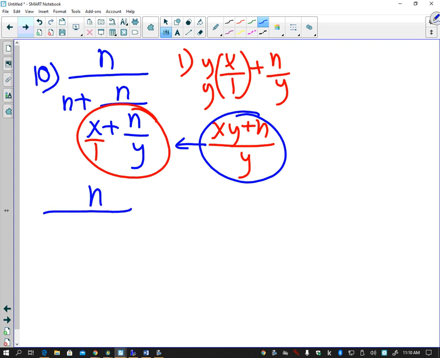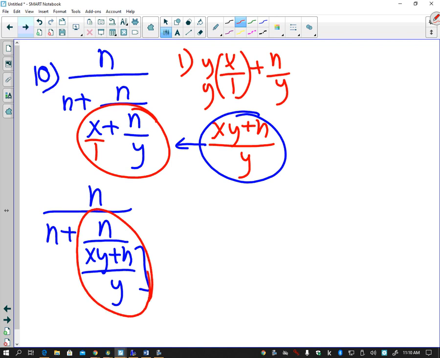Okay, so I've got n over n plus n over xy plus n over y. This right here being the fraction that we just wrote, which means the next step is this part right here. I have n divided by a fraction. Can I divide by a fraction? The short answer is no. Cannot divide by a fraction.